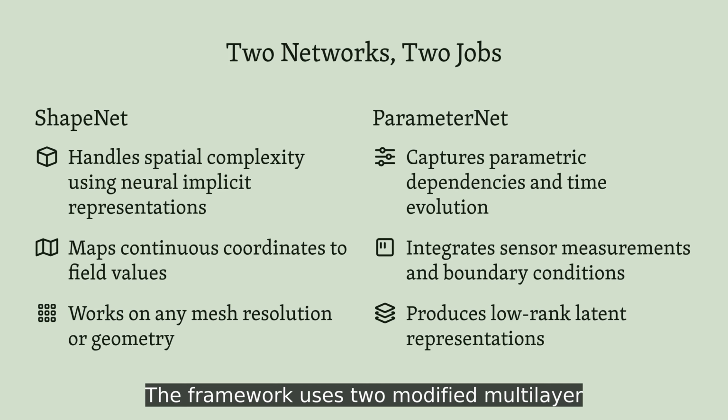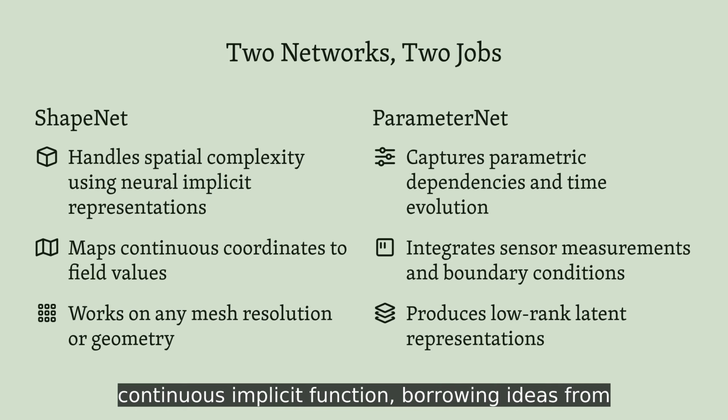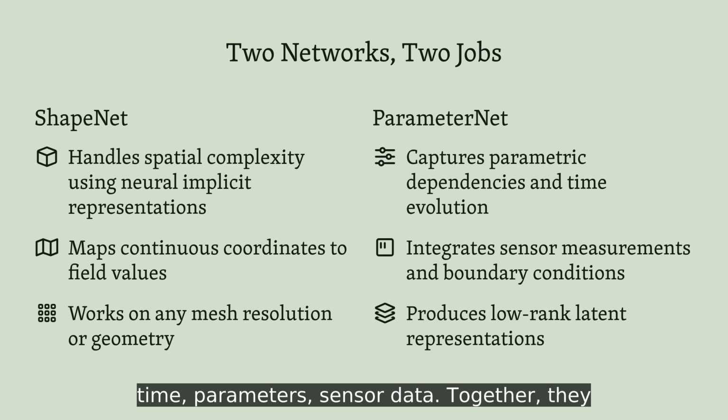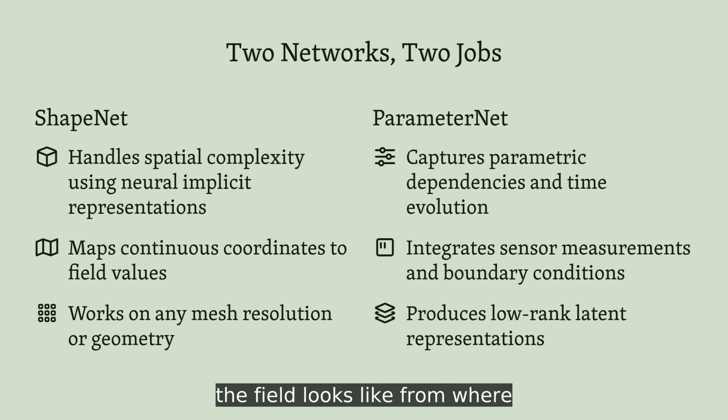The framework uses two modified multilayer perceptrons. ShapeNet treats space as a continuous implicit function, borrowing ideas from computer graphics. ParameterNet disentangles everything else: time, parameters, sensor data. Together they create a hypernetwork that separates what the field looks like from where and when it exists.